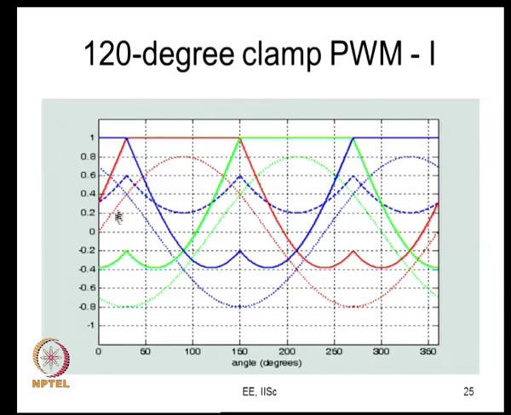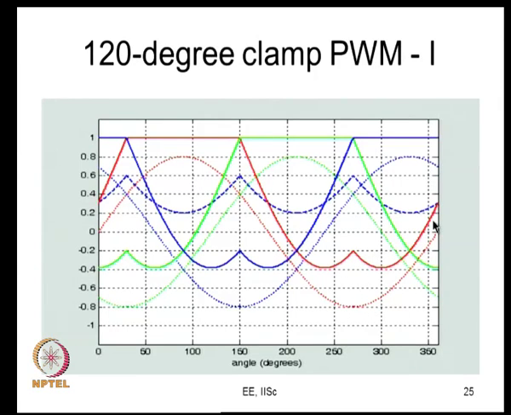What is being done? There is a 3 phase modulating signal. Now, you are adding a common mode, and the common mode added is like this. So, the common mode is always positive. So, what happens? This goes and hits the limit at +1 during this interval for 120 degrees continuously, and the modified modulating signal comes like this.